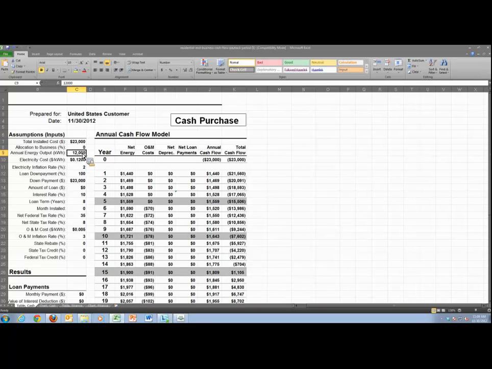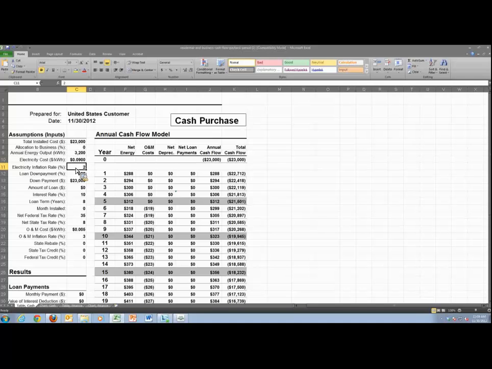My annual energy output is actually only going to be about 3,200 kWh. My cost of electricity, I'm going to put in 0.09, 9 cents today, because that's about what it is in Nebraska. My down payment is going to be 100%, so my down payment is $23,000. Basically, I'm saying I'm paying this in cash, so my interest rate doesn't matter and my loan doesn't matter.